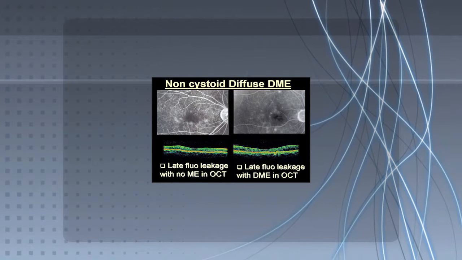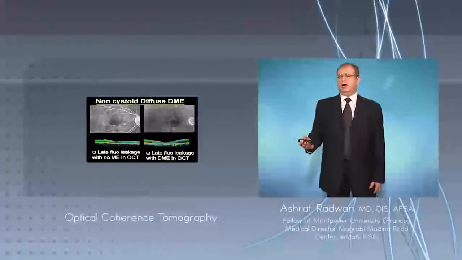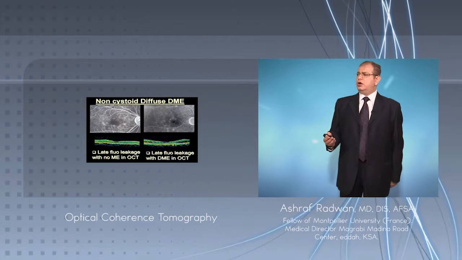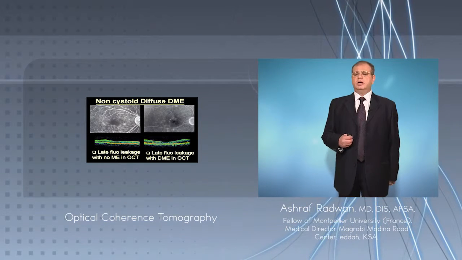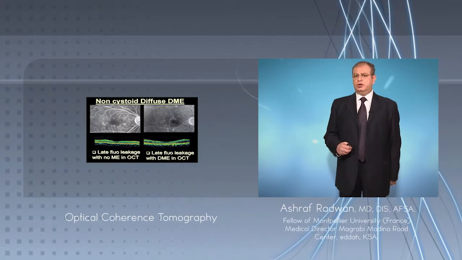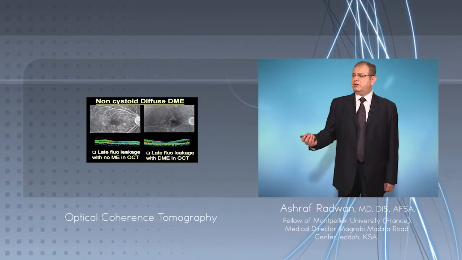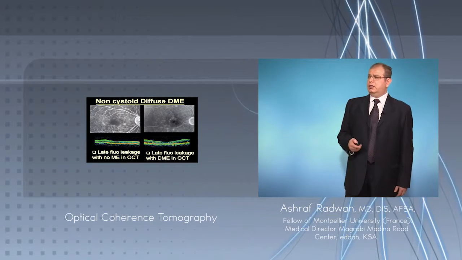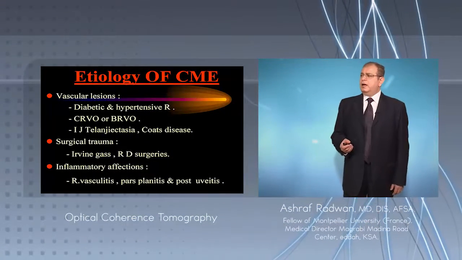In the image on your left side, you can see there is no intraretinal fluid. It is just staining in the late time of the fluorescein angiography, while in the right eye, there are leaking microaneurysms. If it is decreasing the vision, you can start intervening for the treatment of this patient. So the OCT can clarify it for you, especially in the non-cystoid diffuse macular edema.